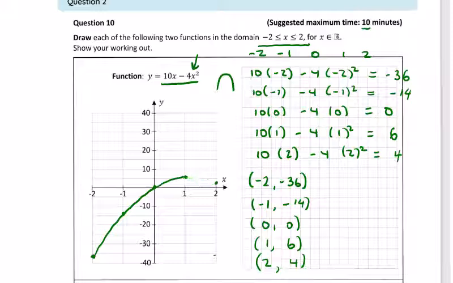Let's do the last part of the line again. Just coming back down. That's a terrible attempt. Third attempt. Needs to curve back down. So this is 10x minus 4x squared.